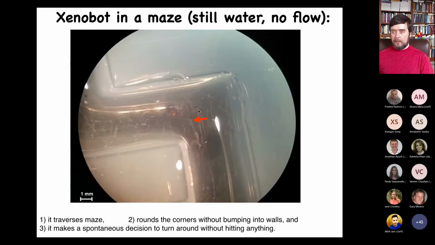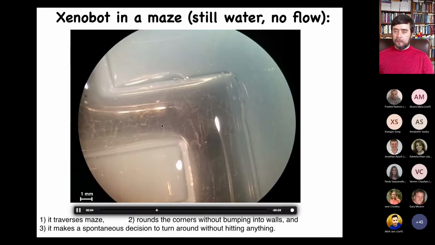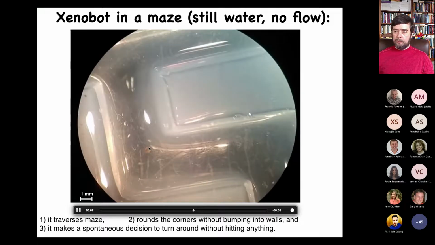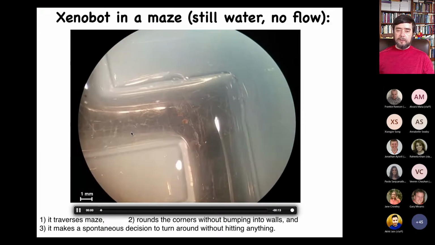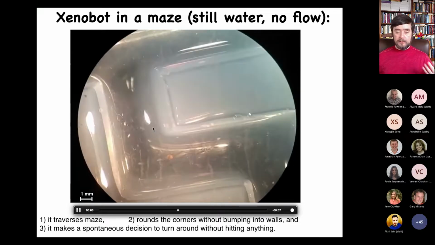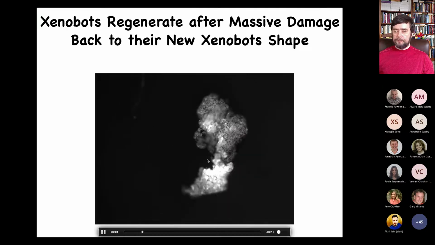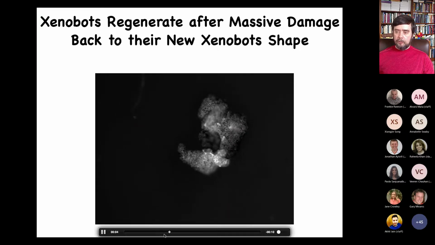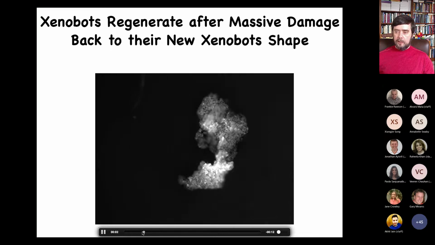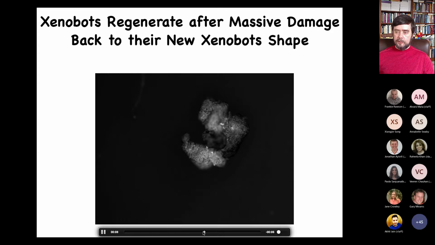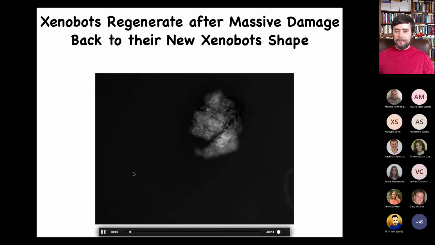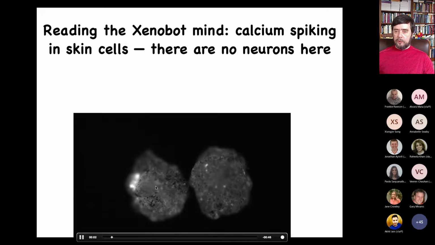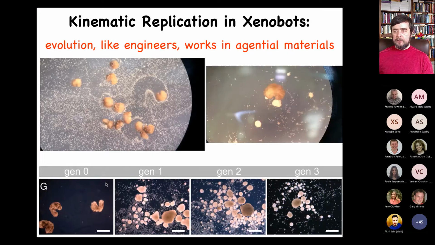Here you see one navigating a maze. There's no movement of the water here. This is perfectly still water. It can take the corner without bumping into the opposite wall, so it can tell there's a corner here. It turns that. Then at this point, for whatever reason, spontaneously it turns around and goes back where it came from. So they have spontaneous behaviors that are not paced by us at all. They can regenerate. So if you cut them in half, they will bend through this hinge to try to regain their shape again. Again, they have these really interesting brain-like calcium activities.